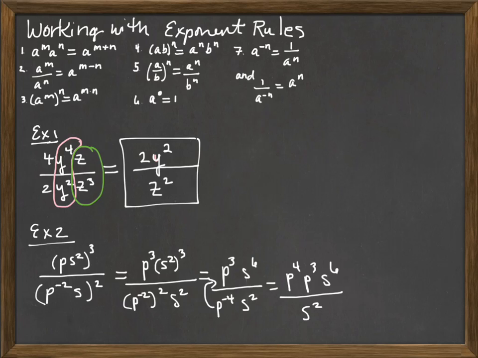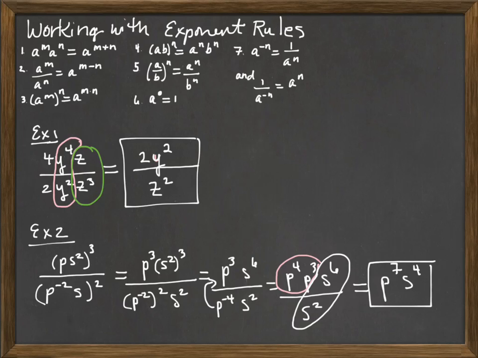Good. Now, on the top, I have like bases that I'm multiplying together, the p to the 4th and the p cubed. And so remember, when I have that case, so that's rule number 1 above, I add the exponents. So that becomes p to the 7th. Now, I have like bases with my s, and I'm actually dividing them, with the bigger power on the top, so I subtract on the top, and I get s to the 4th. And that is the final answer of example 2 simplified.